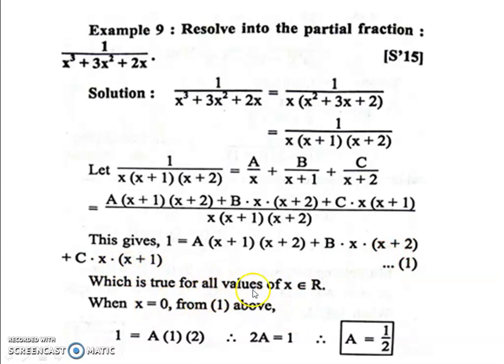So which are the true values for above, for x belongs to R? The first factor is x, so x equals 0. We derive that B and C terms are 0, because x is 0 and 0 into anything is 0. So 0 plus 1 is 1, 0 plus 2 is 2, 1 into 2 is 2A, and 1 remains the same. So 2 goes this side, so A is 1 upon 2.